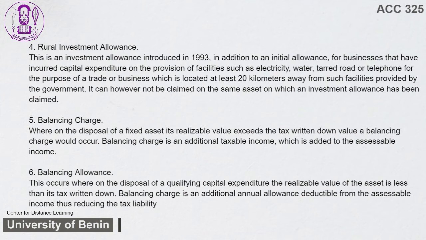6. Balancing allowance. This occurs where on the disposal of qualifying capital expenditure the realizable value of the asset is less than its tax written down value. Balancing allowance is an additional annual allowance deductible from the assessable income, thus reducing the tax liability.